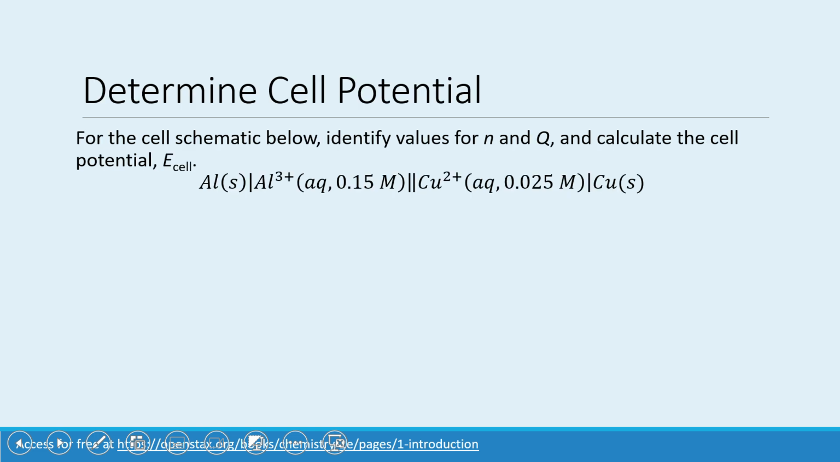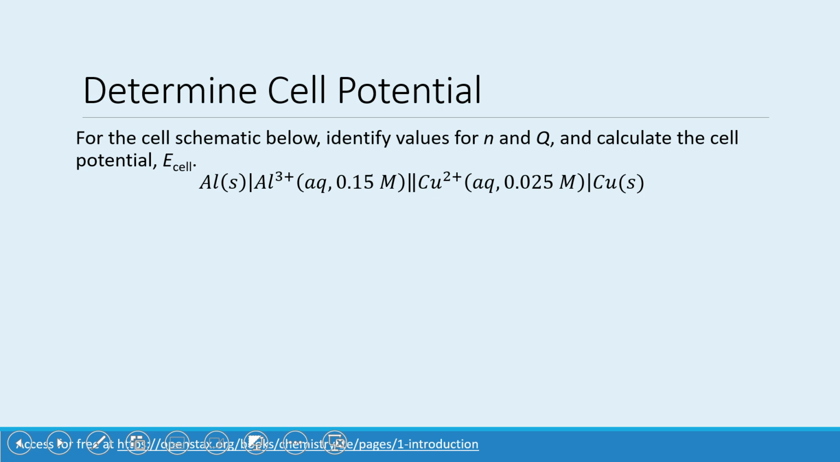Okay, so now we're just going to look at some examples using the Nernst equation. For the cell schematic below, we're going to identify the values for N and Q, so your number of moles of electrons and your reaction quotient, and calculate the cell potential E cell.